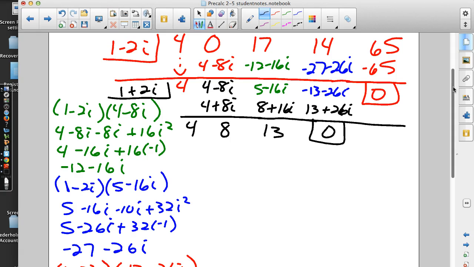And fantastic news. So that's where we're at. And this is what we have left. Remainder constant x squared.